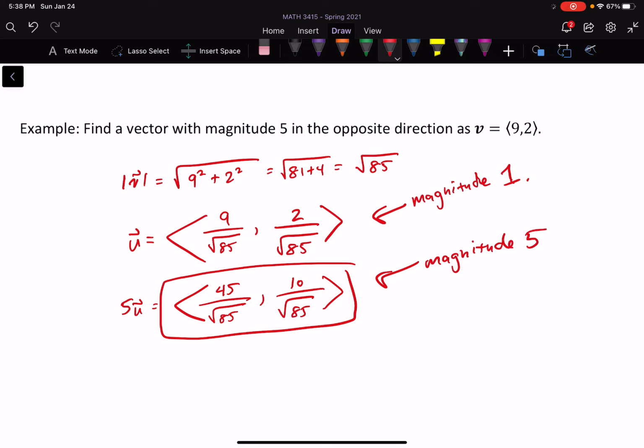And also, if I was to ask you, all right, now I want one with magnitude 346, then all you would do is go back to your unit vector, your magnitude 1 vector, and then you would just multiply by 346. It's kind of nice, right? You just have to turn it into a unit vector, and then you can have any size vector that you want.